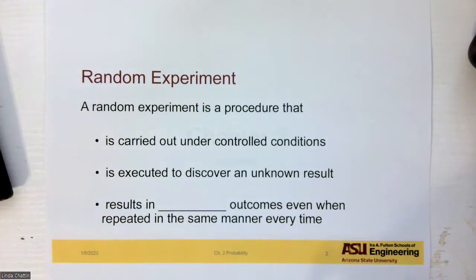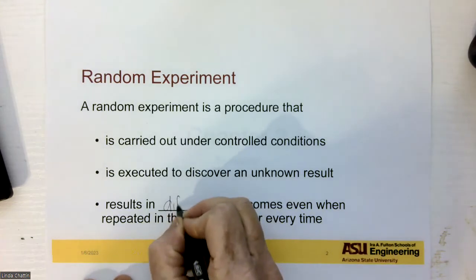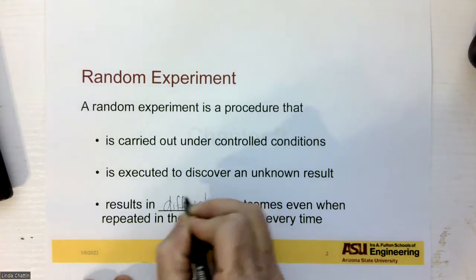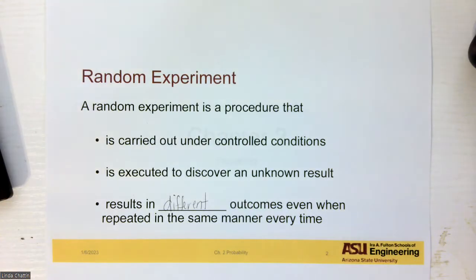A random experiment, what that means is when we carry out the same conditions and we do something under the same conditions, and we're doing it to figure out what's going to happen, what's our unknown result. The reason it's called a random experiment is because it will result in different outcomes, even when we repeat it in the same manner every time. So think about just rolling a die. If you shake it up in a cup and you do it exactly the same way every time, you're not necessarily going to get the same face value that turns up when you actually throw that die.